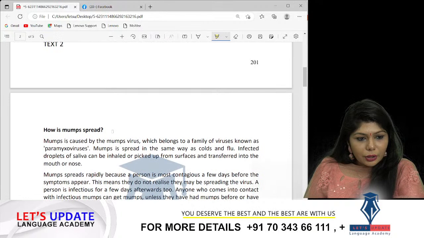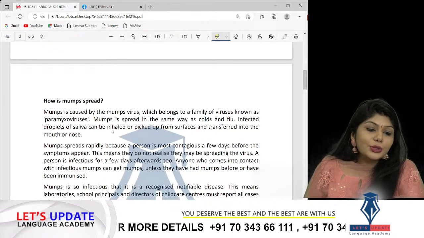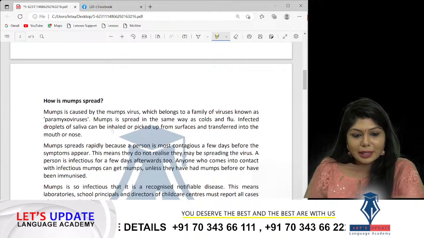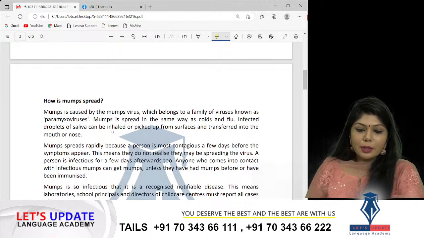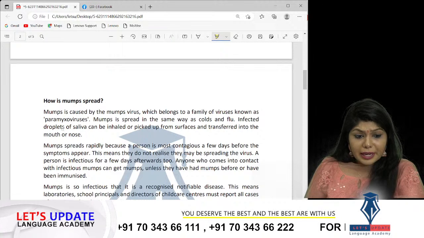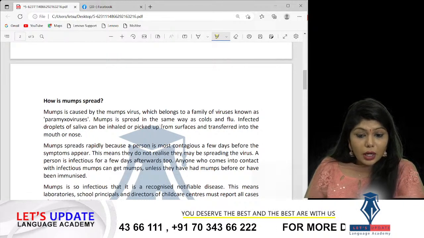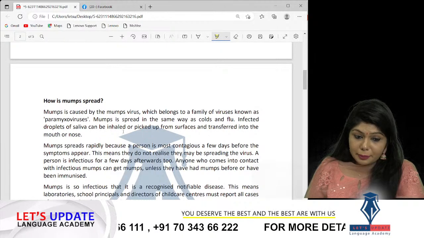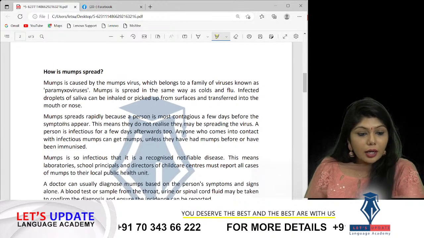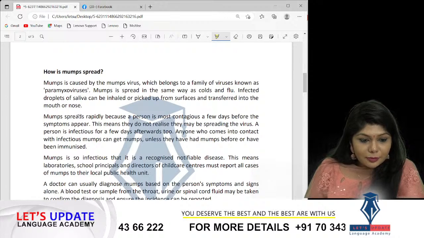Moving on to text 2, or text B, you get to see another subheading there. How is mumps spread? Mumps is caused by the mumps virus, which belongs to a family of viruses known as paramyxoviruses, and mumps is spread in the same way as colds and flu. Infected droplets of saliva can be inhaled or picked up from surfaces and transferred into the mouth or nose. Mumps spreads rapidly because a person is most contagious a few days before the symptoms appear.